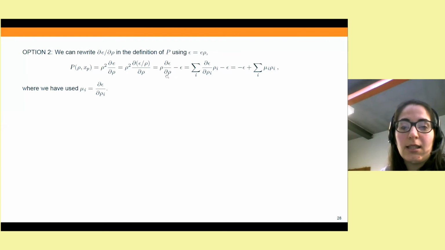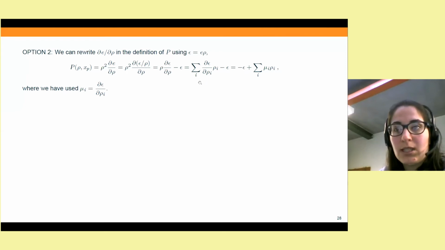Okay, this we can rewrite as the sum of the derivatives with respect to the partial densities. Okay, here. And what was this here? We just saw in the previous question that this is the definition of the chemical potential. The derivative of the energy density with respect to the density of a certain particle is its chemical potential.